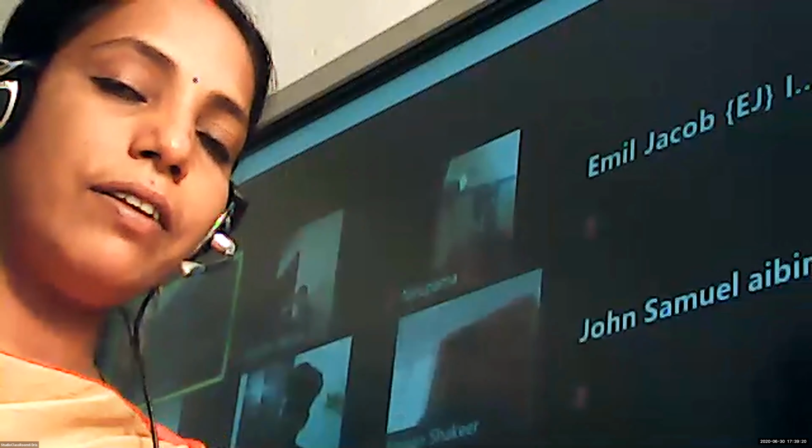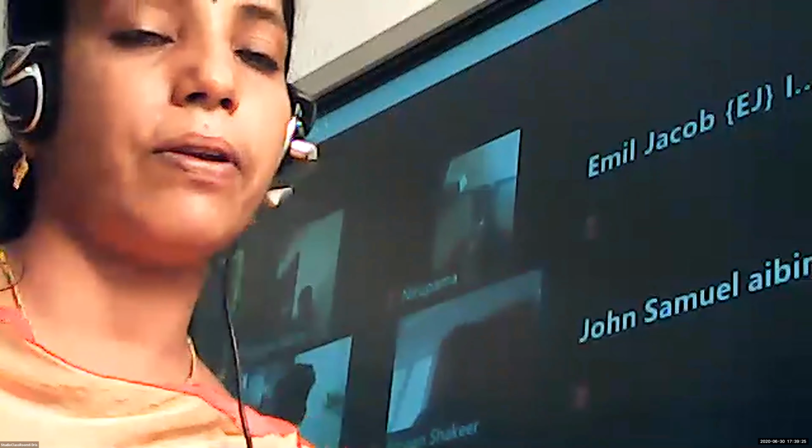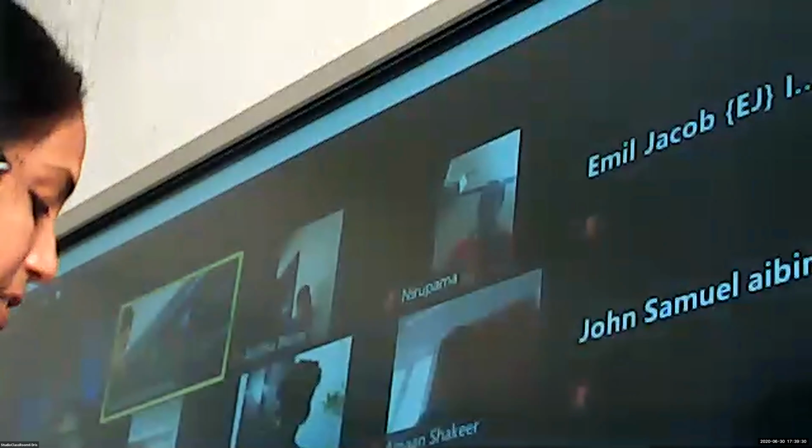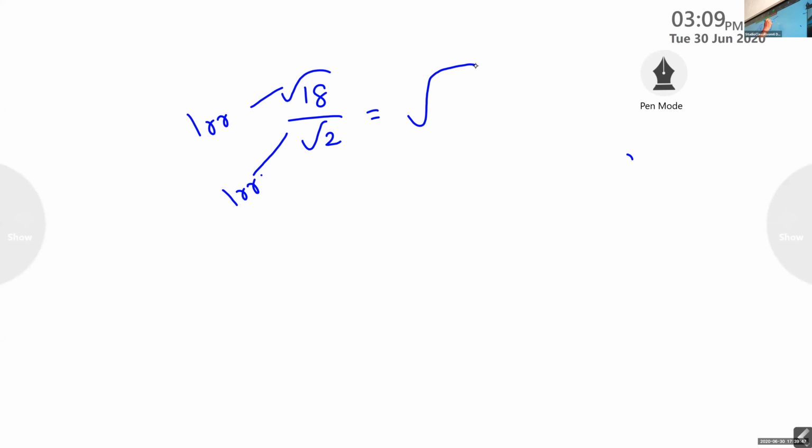Yes, Rifa? Will you get a rational number as an answer? You should get a perfect square inside of the square root. Ma'am, root 8 by 2. Very good. Now you understood. So, it is root 18 by root 2. The numerator is an irrational number and the denominator is also an irrational number. But when you divide, you will get a proper square root, and it is 3. So you will get a rational number.